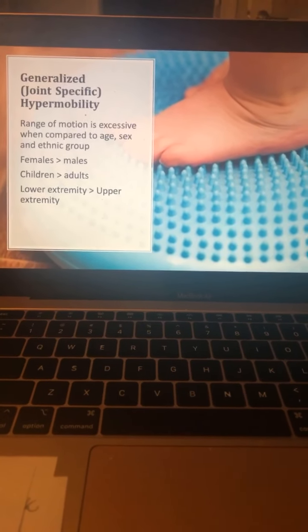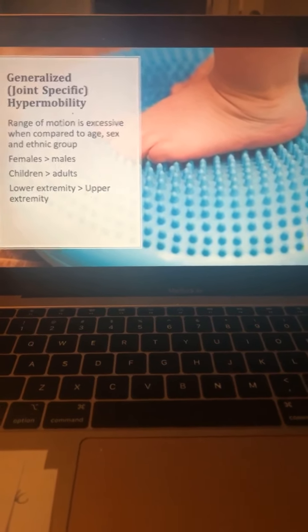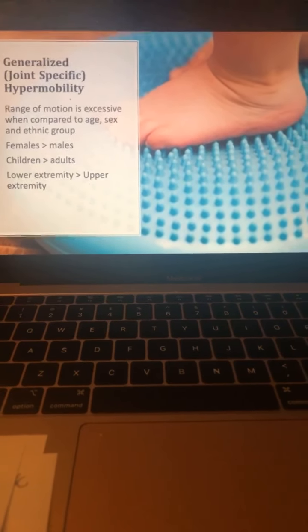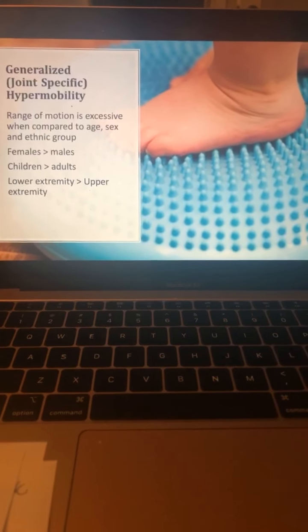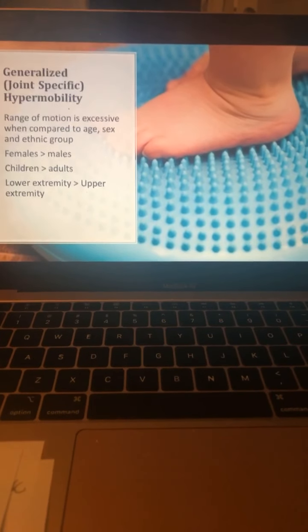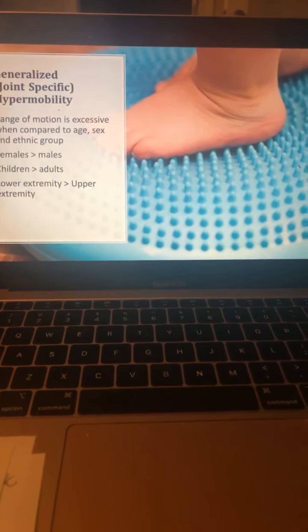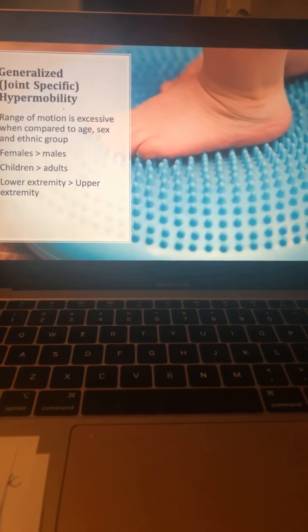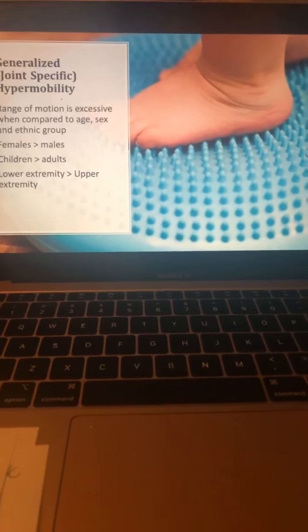So when you're assessing children for their mobility, when does it become too much mobility, a hypermobility that potentially makes them susceptible to injuries very early on, or potentially early joint and skeletal stress that is creating maybe premature arthritis in a child. So if we look at joint-specific hypermobility, this is where we're seeing excessive range of motion when we compare it to an average, right? That could be age, sex, ethnic group.